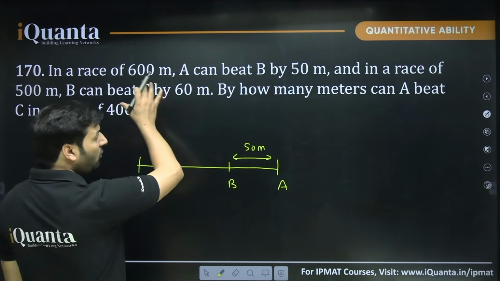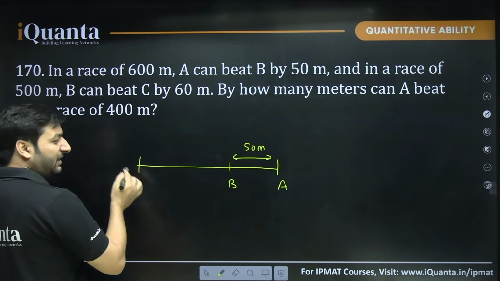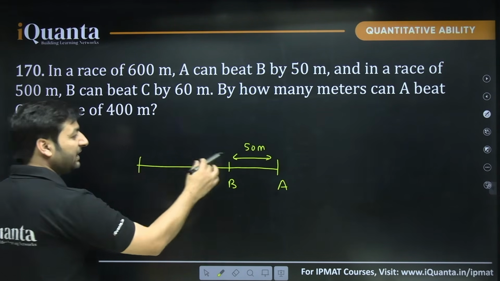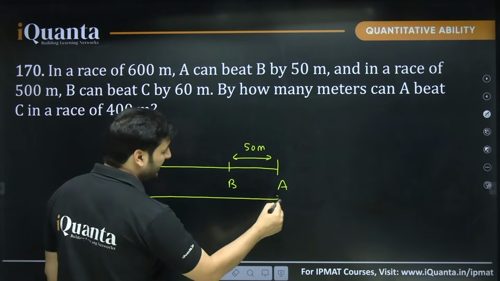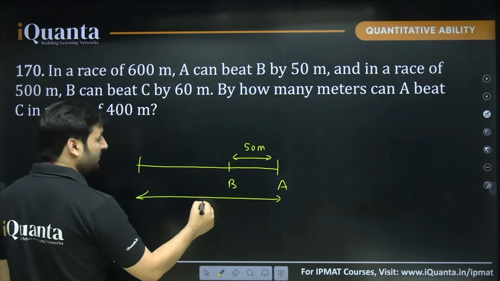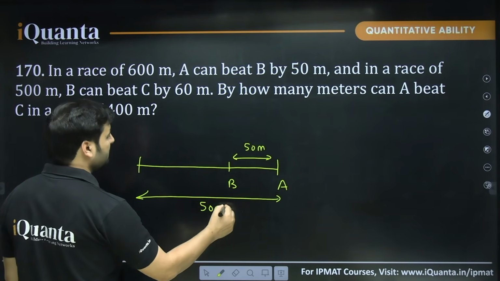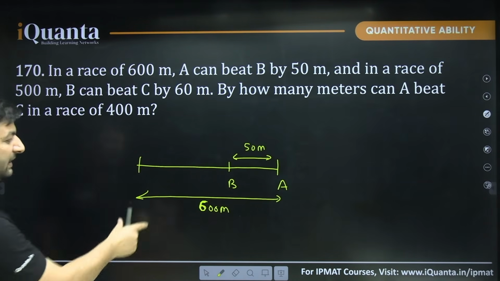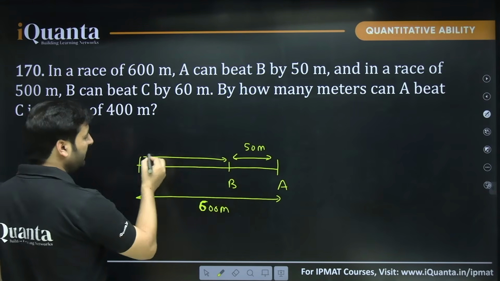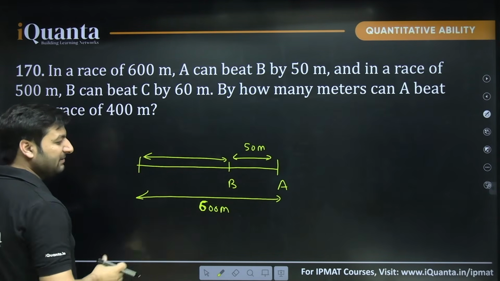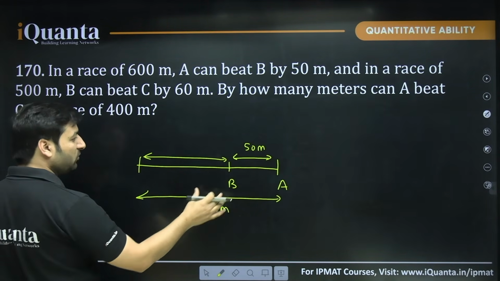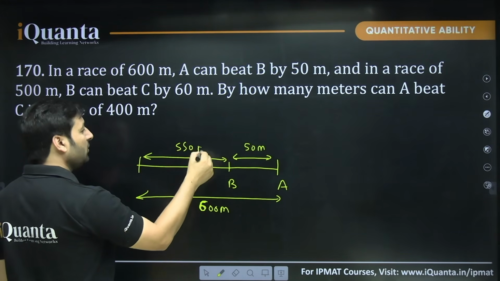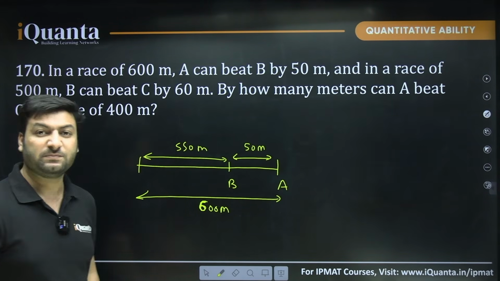So, what does this statement mean? The race started, both A and B were running for the same time, but A reached the finish line. That means in that time A covered the total 600 meters, right? The race was of 600 meters. And B in that time could only cover how much? B could only cover 50 meters less than A. A covered the entire 600 meters, B could only cover 50 meters less. So, 600 minus 50 is 550 meters. What does this mean? What is the ratio of speed of A and B?